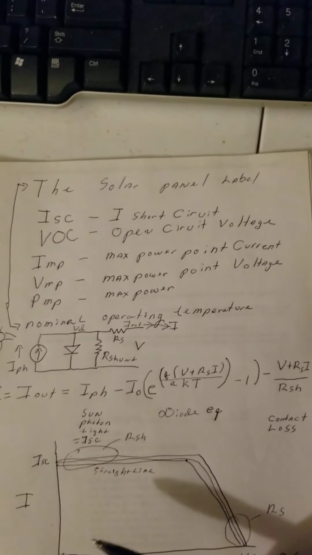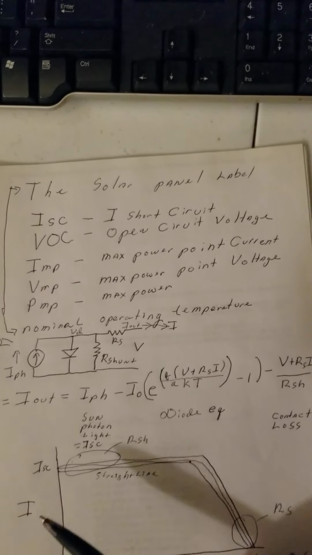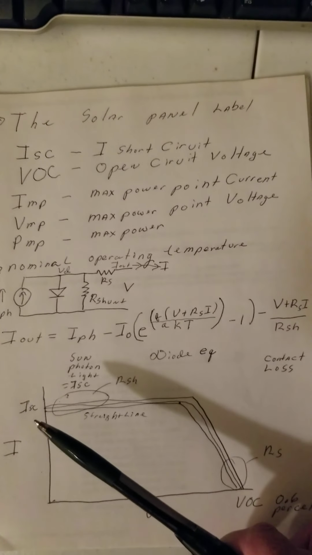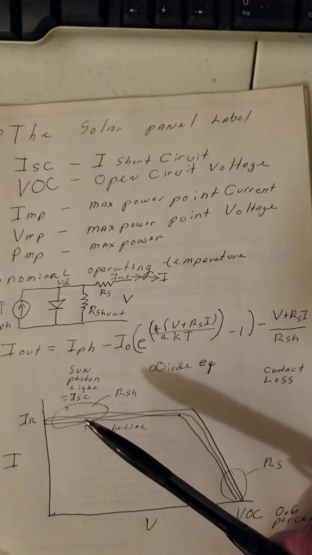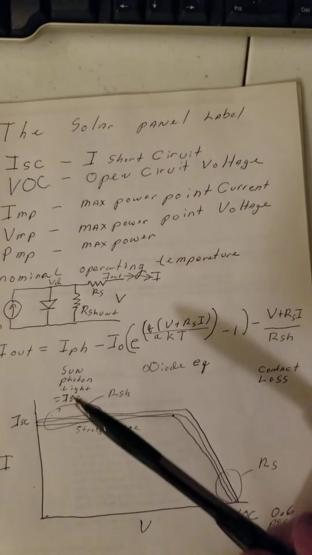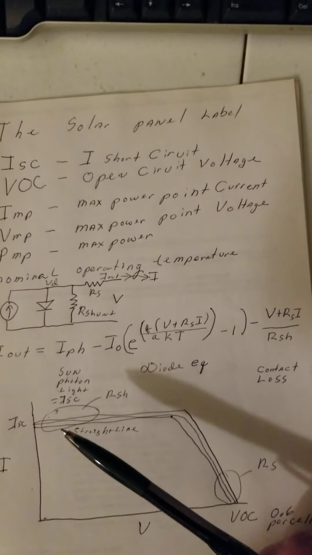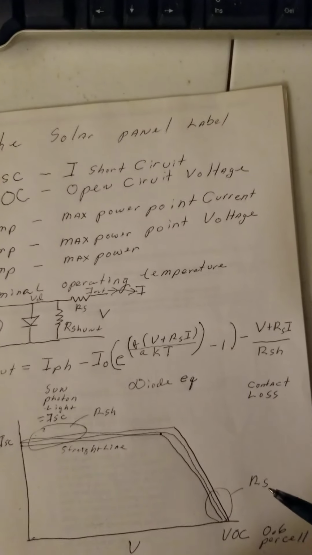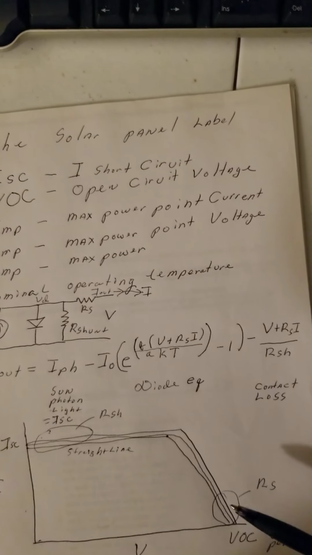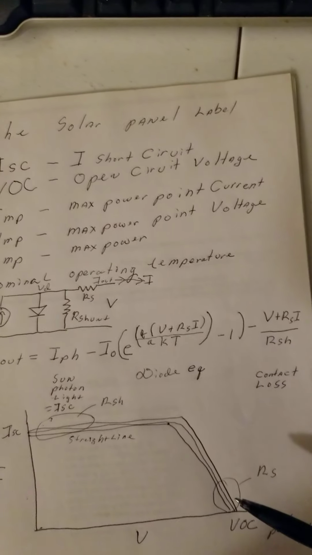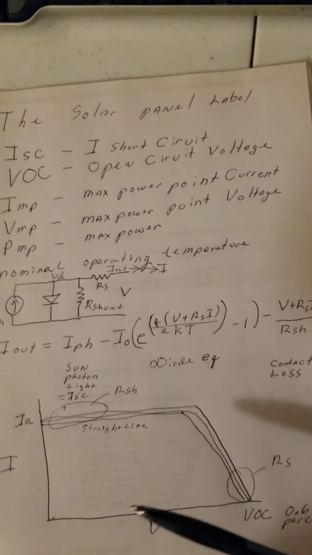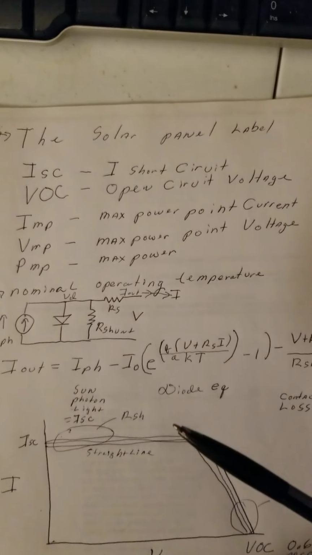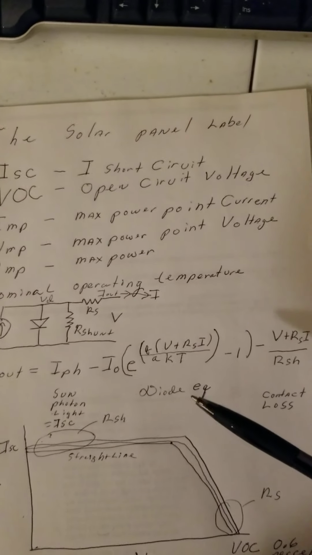And going back up to our current versus voltage curve, ISC is the short circuit current, is over here. Now, RSH from this circuit diagram can be extracted by the slope close to the short circuit. RS can be extracted by the slope close to the open circuit voltage. And this is the standard IV curve of a solar cell or solar panel.